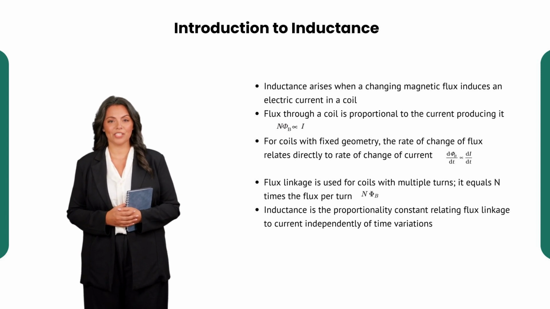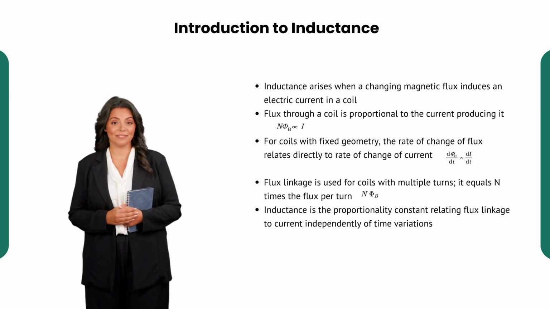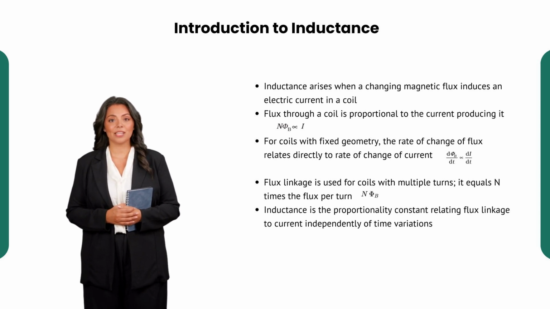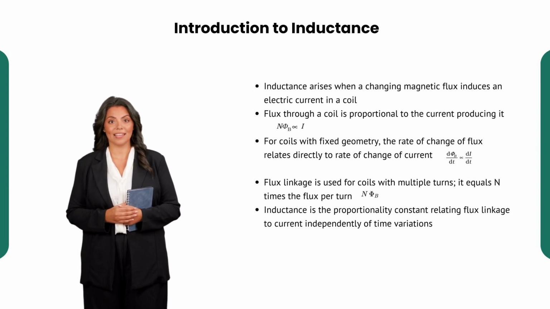Now, imagine that the coil is tightly wound with multiple turns. Each turn experiences the magnetic flux, so the total flux linkage is the flux times the number of turns, expressed as N phi B. Inductance is the scalar constant that connects this flux linkage to current through the coil. It does not depend on how the current changes over time, only on how flux and current relate for a given coil. Think of inductance as a magnetic inertia.